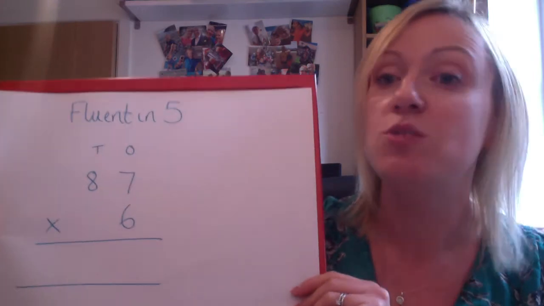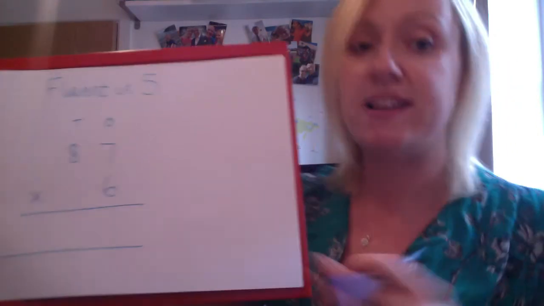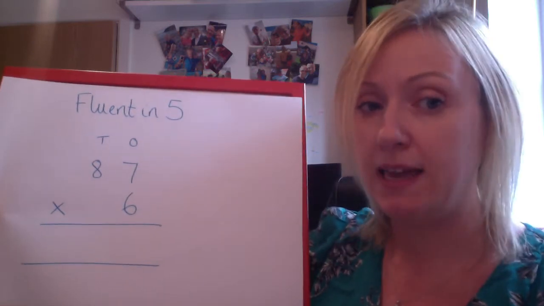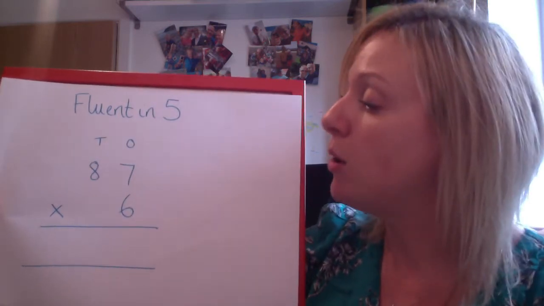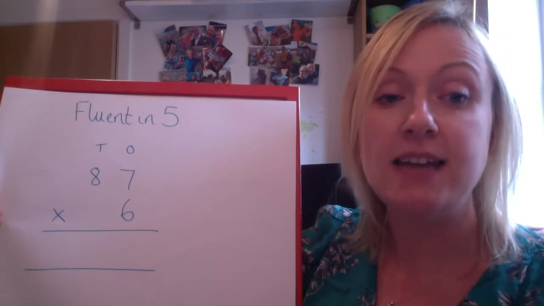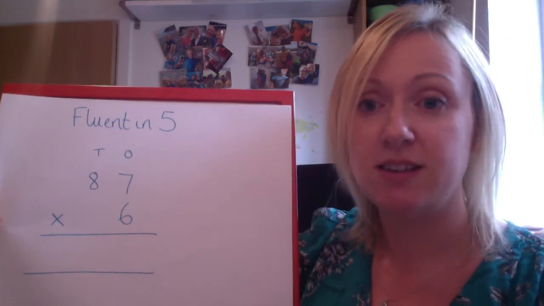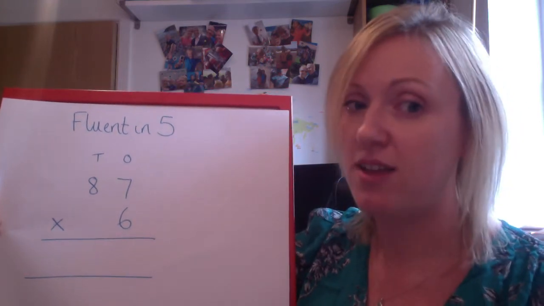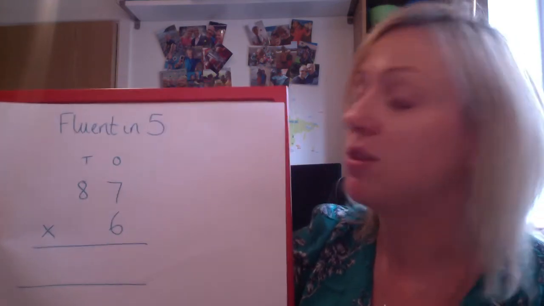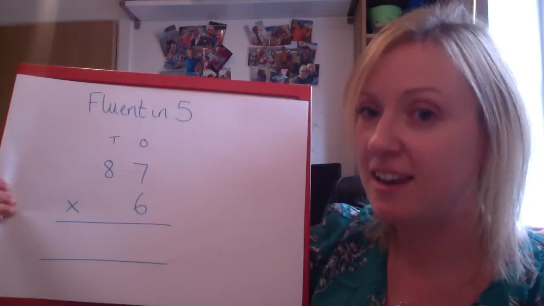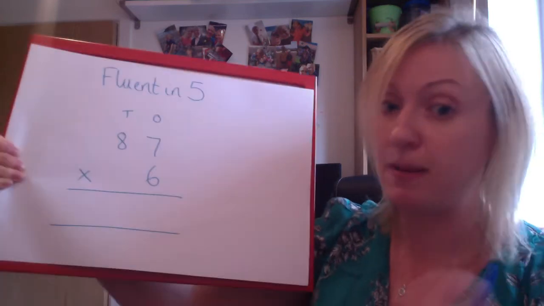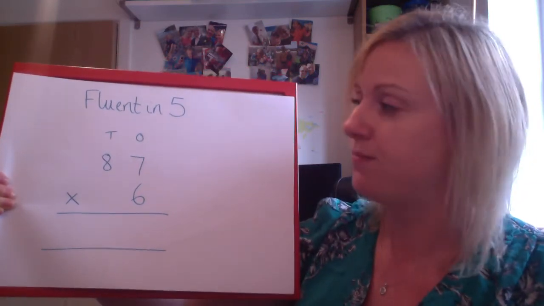Okay, so this is our Fluent in 5 question. We've looked at this question together already this year and discussed it. Now, I know there were some people who were really keen to partition this number and multiply it by 80 times 6 and 7 times 6. If today that is what you would rather do, I am fine with that. However, if you want to have a go at the column method, let's do it together and let's see how we get on. If you want to pause the video here, write down the question and then press play again, I'm also great with that.